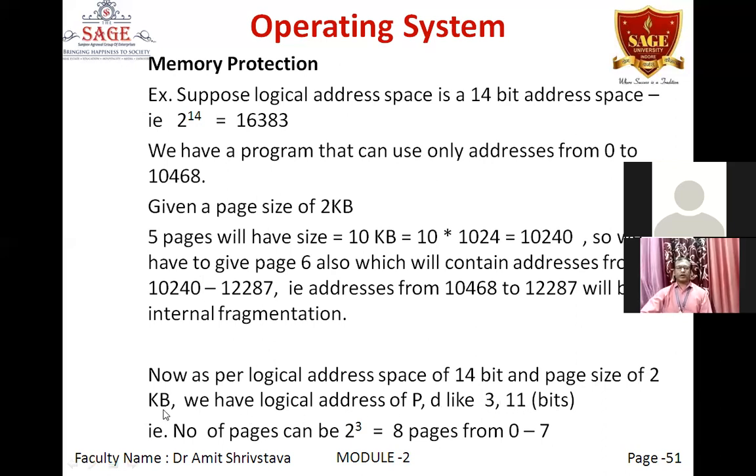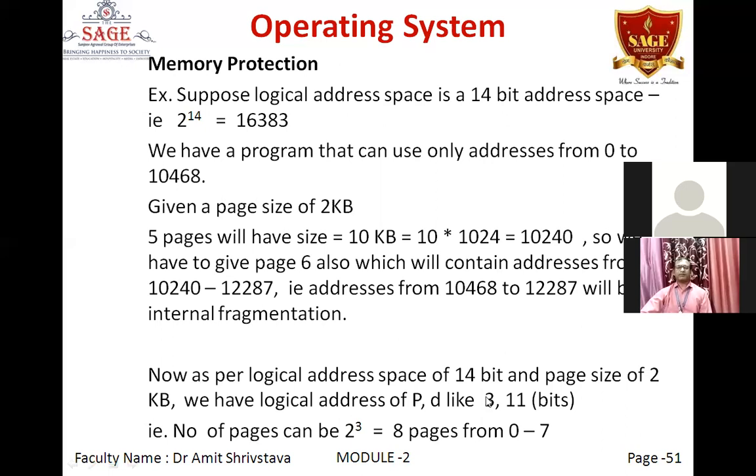So page size is 2 KB. It means we can write it as 2 into 2 to the power 10. That is 2 to the power 11. That is, the offset consists of 11 bits. Total logical address space is 14 bits. So 14 minus 11, that is 3 bits, will be there for the page number.